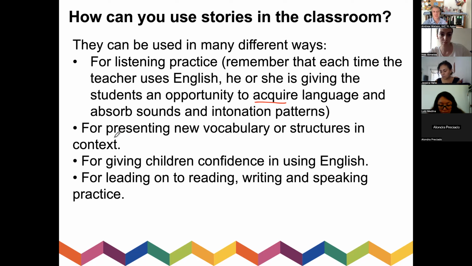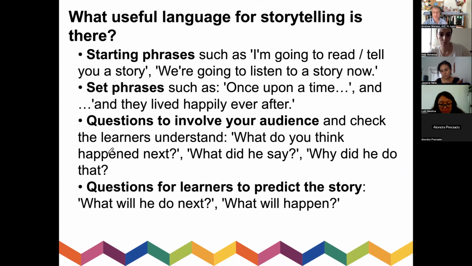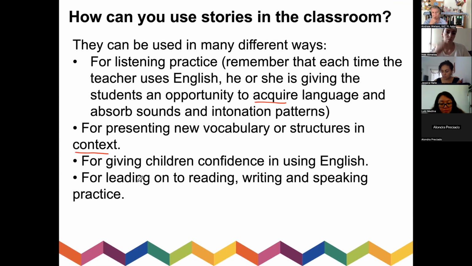They can be used for presenting new vocabulary or structures in context. That's what we considered today, using the book here and then looking at the language within the book. They give children confidence in using English. And then they can be used for leading on to reading, writing, and speaking practice.